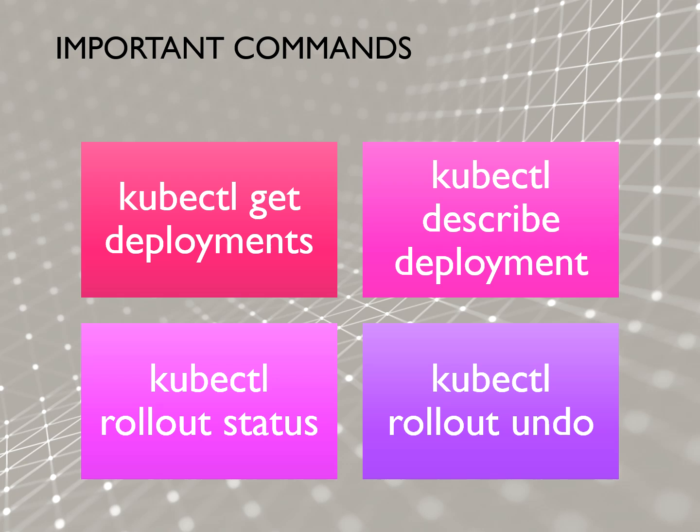Let's see a few important commands. kubectl get deployments, kubectl describe deployments. So kubectl get deployments is where we can actually view the deployments. Describe deployment will let us inspect the details, and kubectl rollout status will help us to monitor the updates, and kubectl rollout undo to roll back if an update fails. So generally, if the application is down, we can use kubectl rollout. These commands are used almost daily in real-time production.